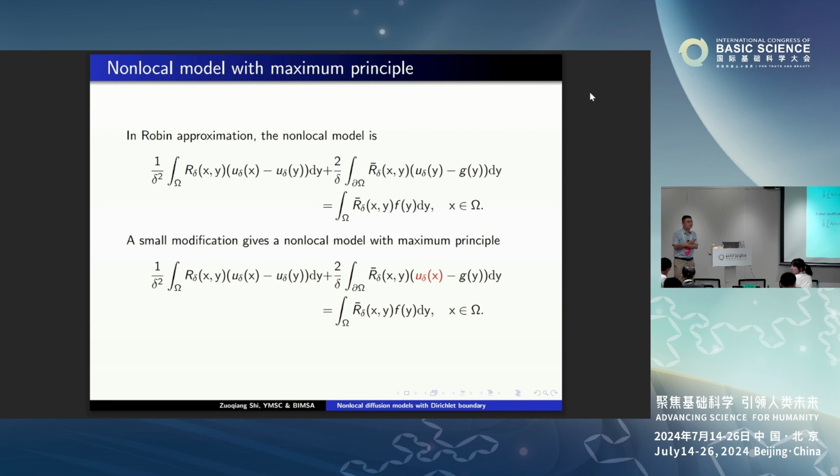Yeah, the stability, if you perturb the manifold or the point cloud, the stability to that perturbation is actually very difficult to analyze, I think. Thank you for your question.